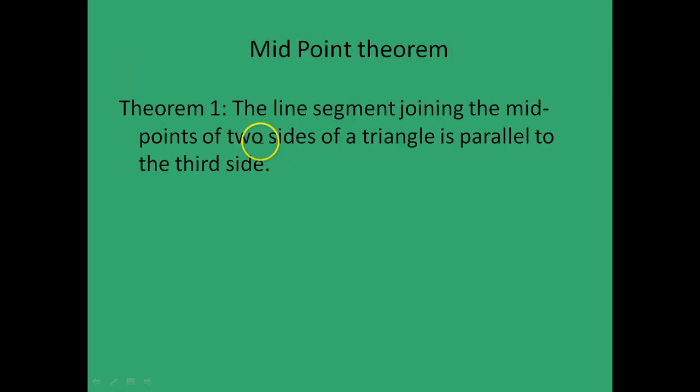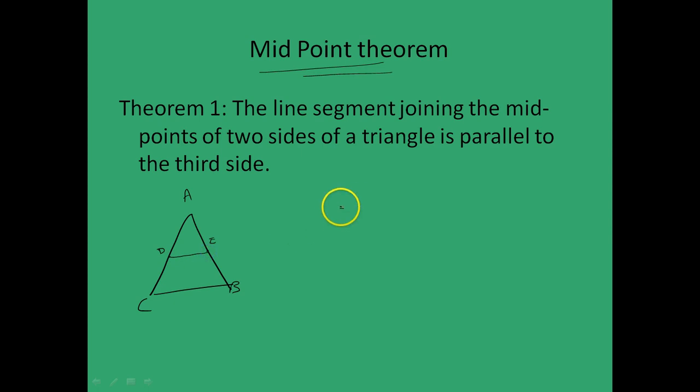Now we move on to a very important theorem called the midpoint theorem. The statement goes as such: the line segment joining the midpoints of two sides of a triangle is parallel to the third side. Let's see how this looks geometrically. Draw a triangle first, say this is ABC. Say this is the midpoint and this is the midpoint. So let's call this point D and let's call this point E.